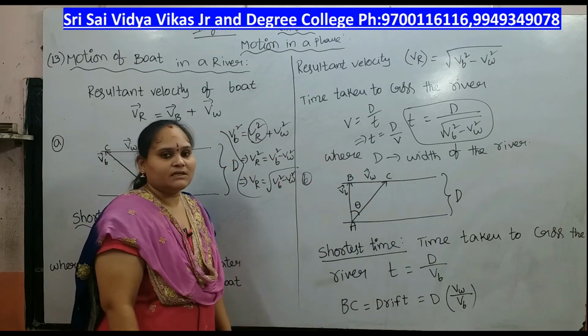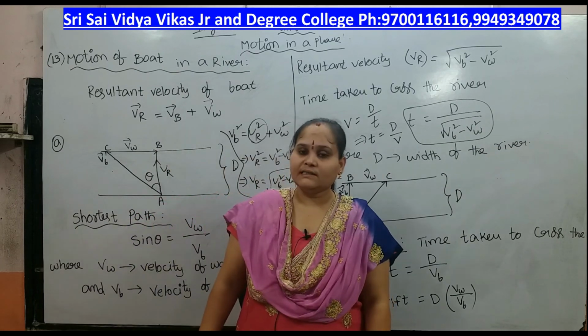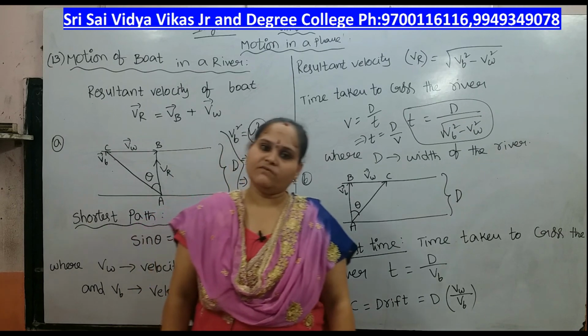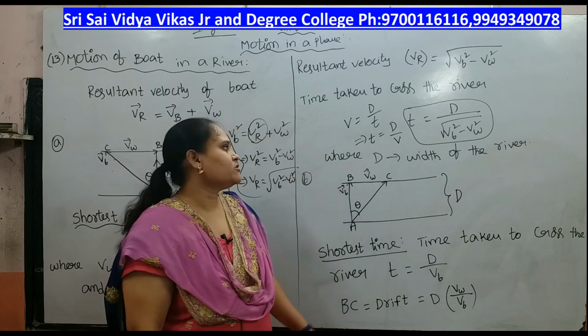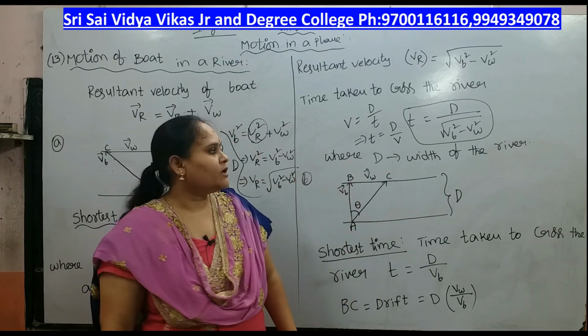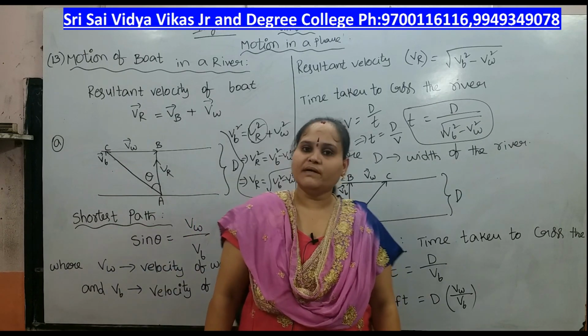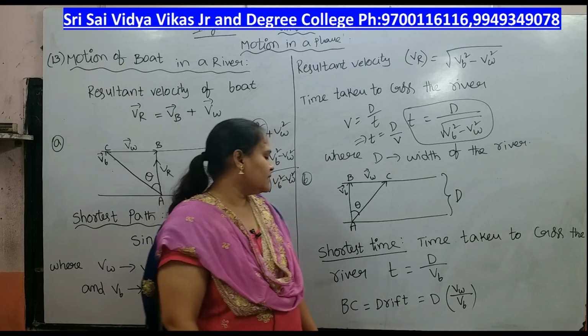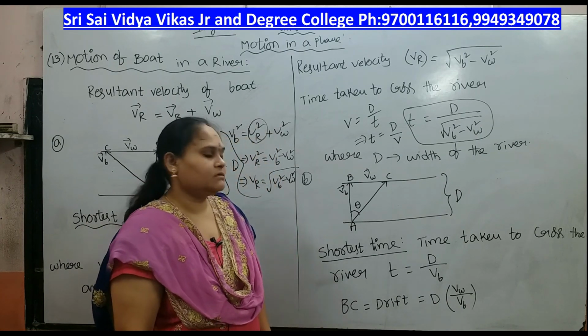Next, the time taken to cross the river. We calculate time from velocity. Velocity is displacement by time, so time equals displacement by velocity. Displacement is D and the velocity term is the square root of V_B square minus V_W square. D is the width of the river.